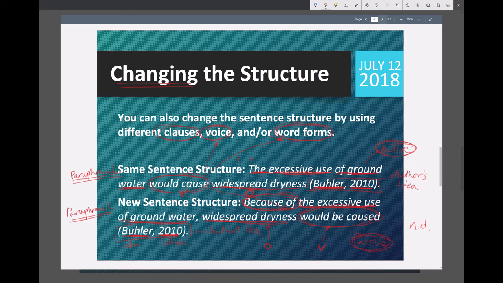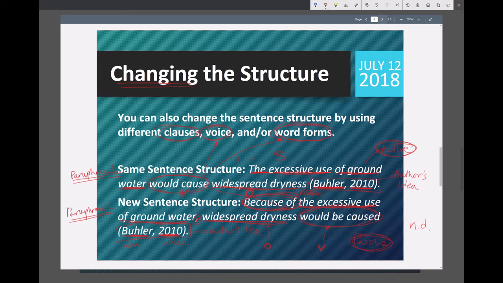And so we need to change the order of your subject, verb, and object. And you need to make a clause for the sentence to work grammatically. Here, because widespread dryness would be caused, well, why? It's because of the excessive use of groundwater. And here the first clause now becomes a reason, and you actually made a new clause here. This is what's happening. Take a moment and try it out.